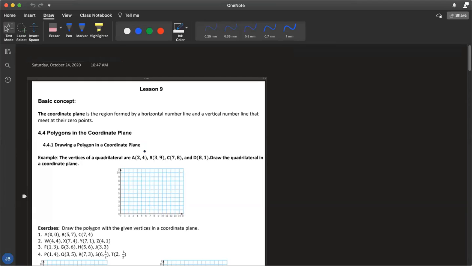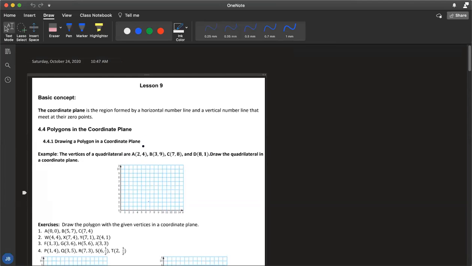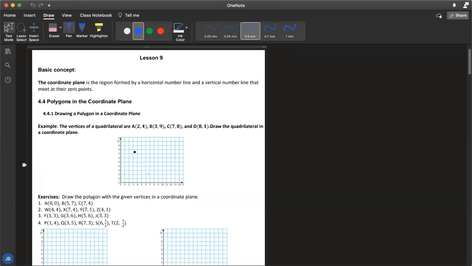So I'll do this first one, right? It's kind of harder to see. So A, we go 2, 4. It always starts with your x-axis, which is right here. This is the x-axis, x. And this is your y-axis, and that will be your second number. So it always goes x, comma, y. Does that make sense for everybody?